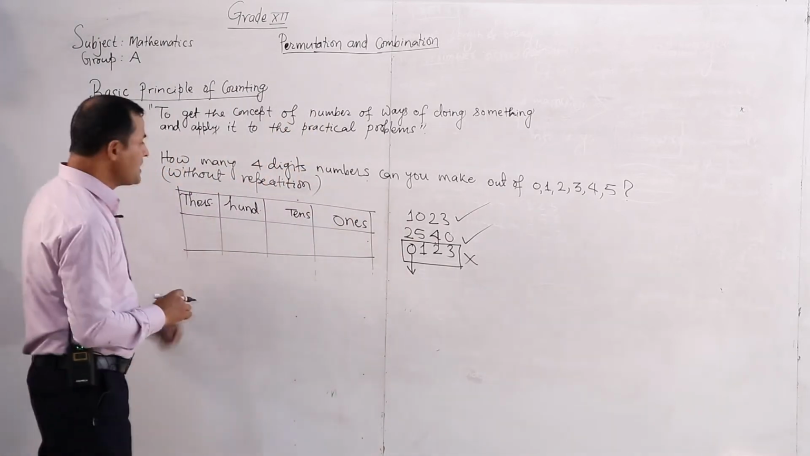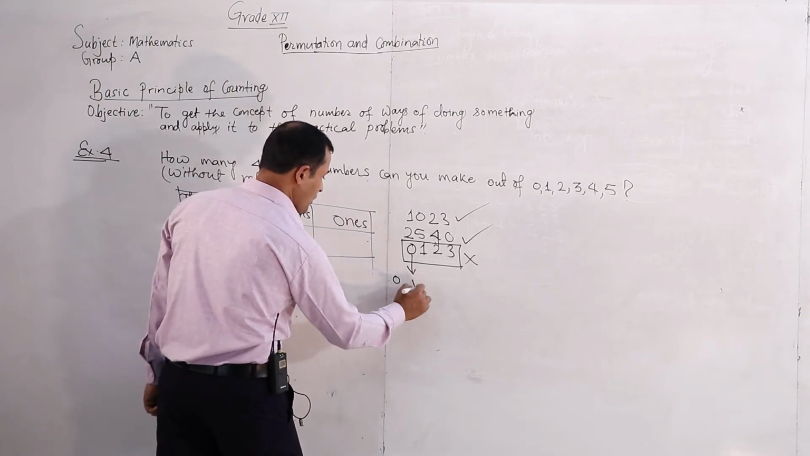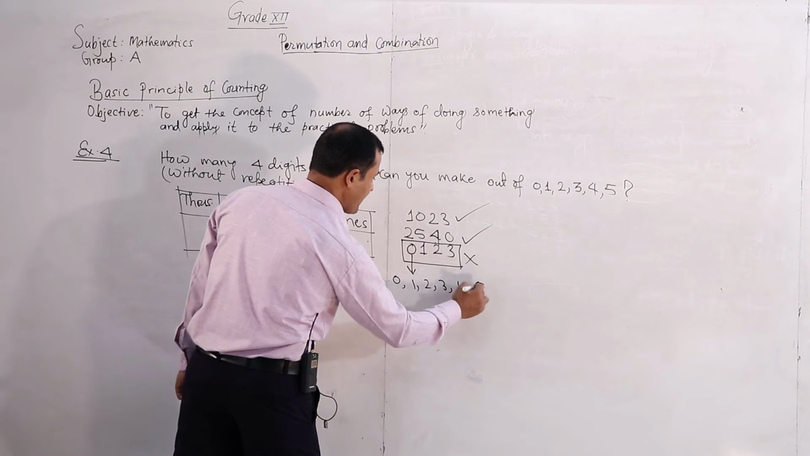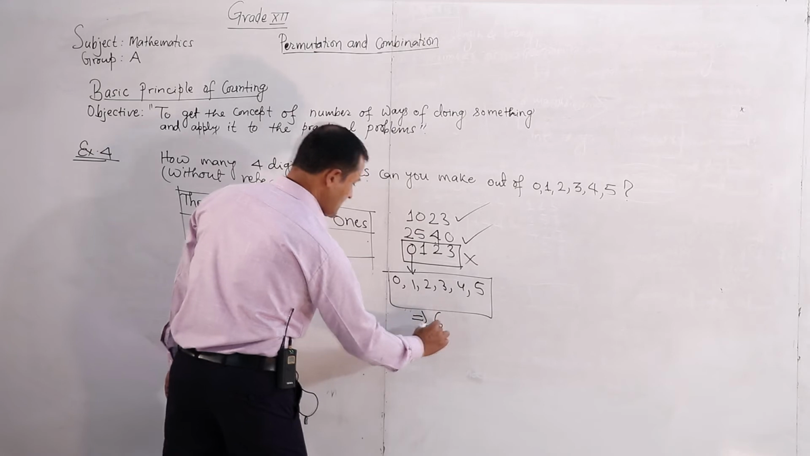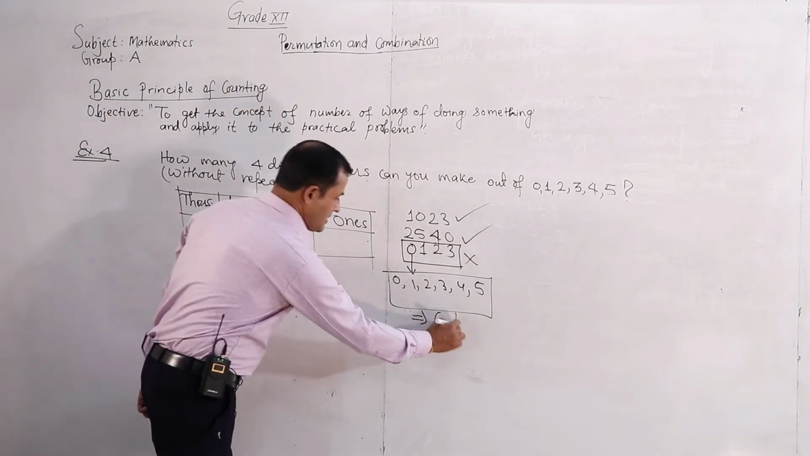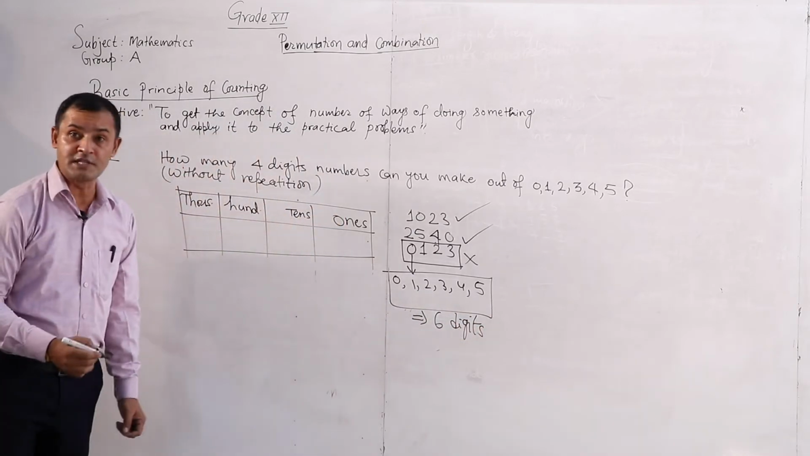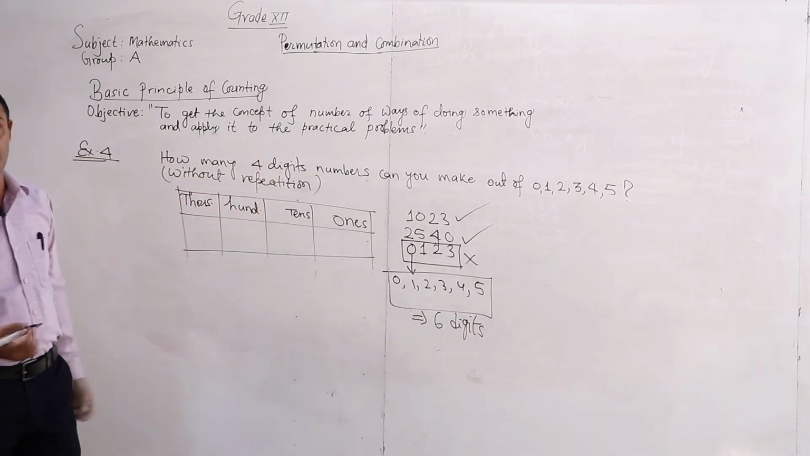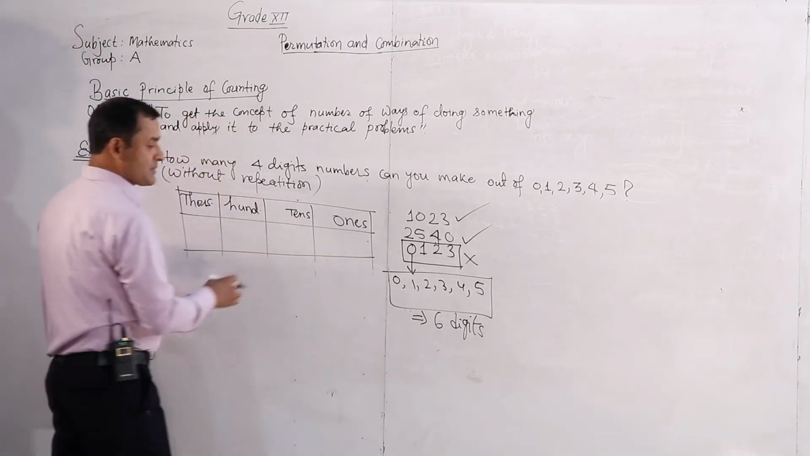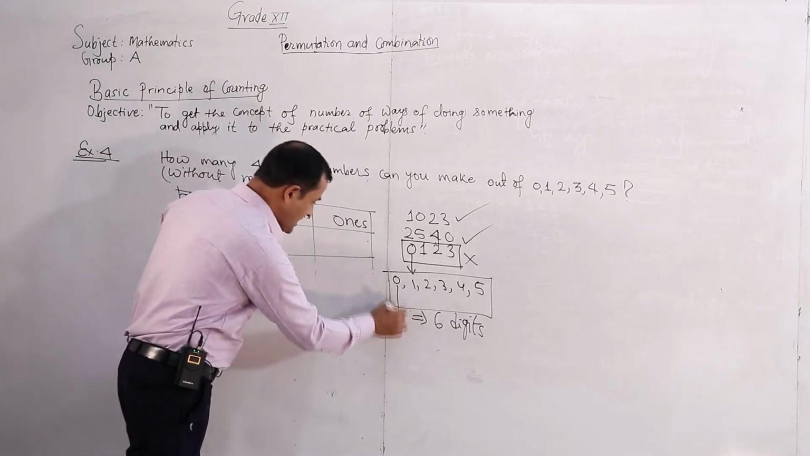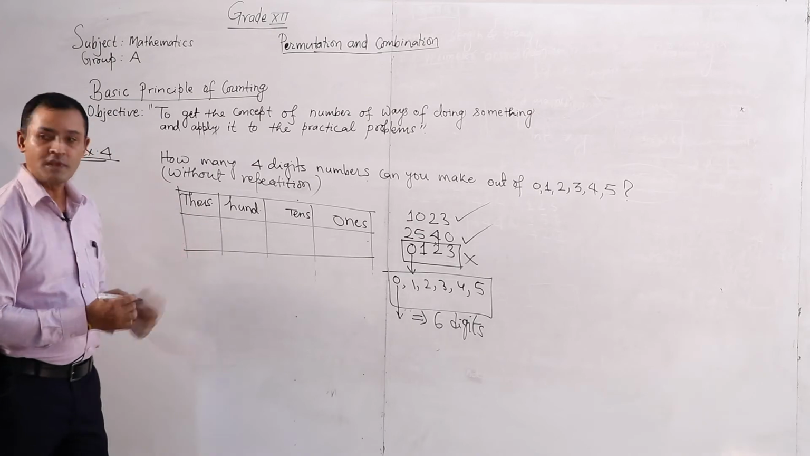So how many choices do we have for the thousands place? 0, 1, 2, 3, 4, and 5 are the digits. So altogether there are how many? 6 digits. Out of these 6 digits, we are making 4-digit numbers. So how many 4-digit numbers can be made? Don't start with the ones place, because our restriction is in the thousands place. So focus on the thousands place.